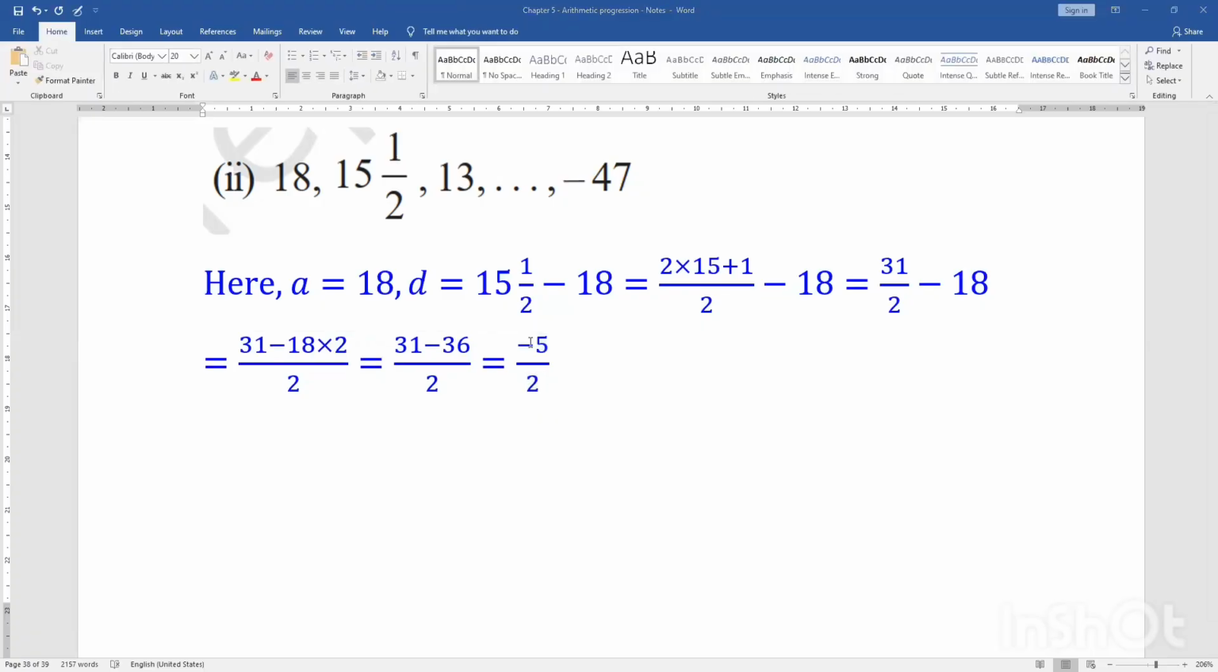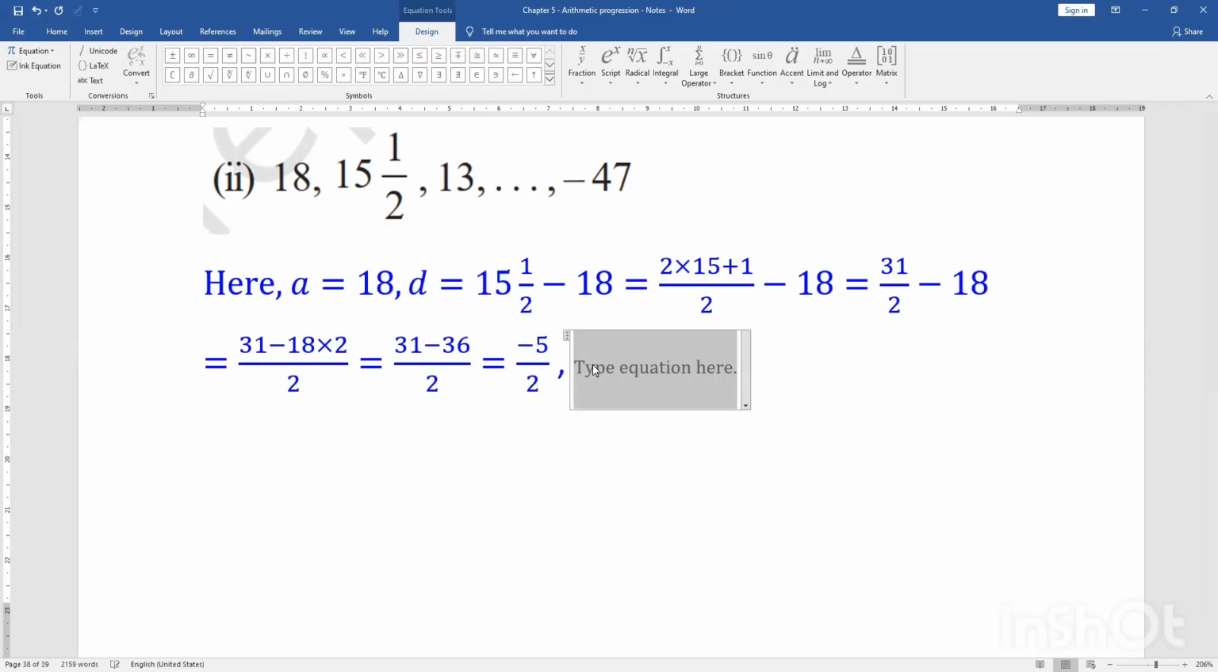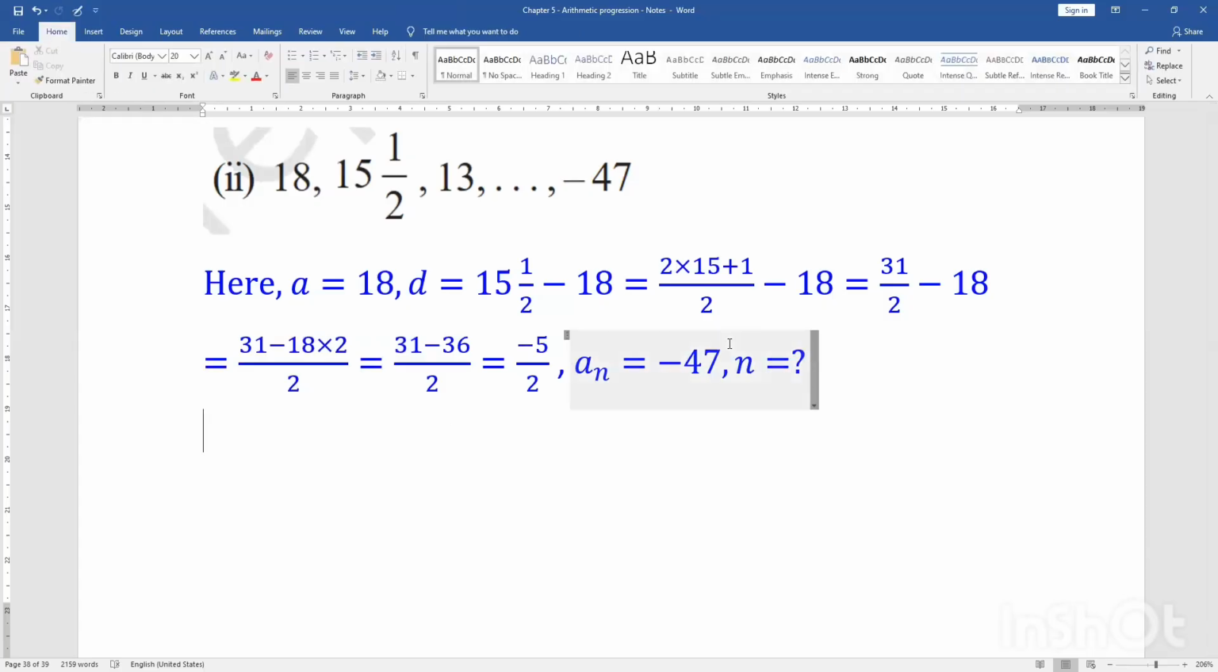Right, children? And then afterwards, what else have they given? They gave an. So take an, which is nothing but minus 47. So an is equal to minus 47. Now what do we need to find out? We need to find out n. n is equal to question mark.